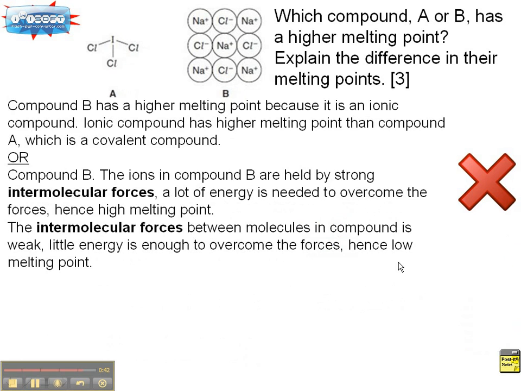Okay, very important. The next one: which compound A or B has a higher melting point? Explain the difference in their melting point. And when you talk about melting point, a lot of people just say, oh, it's because it is an ionic compound, it has high melting point. Or worse, a lot of people say, oh, ions in compound B are held by strong intermolecular forces. There is no intermolecular forces in ionic compound.